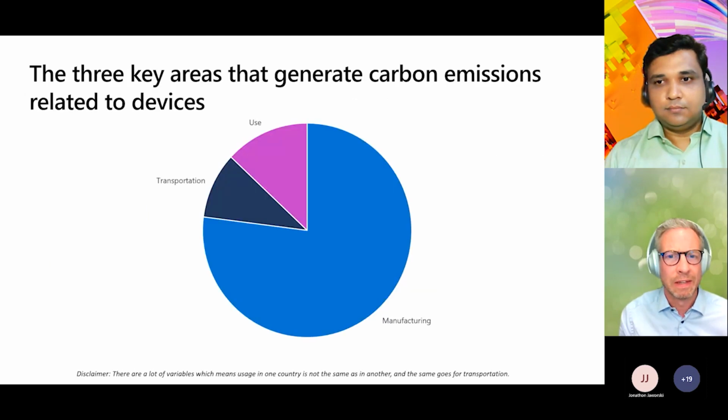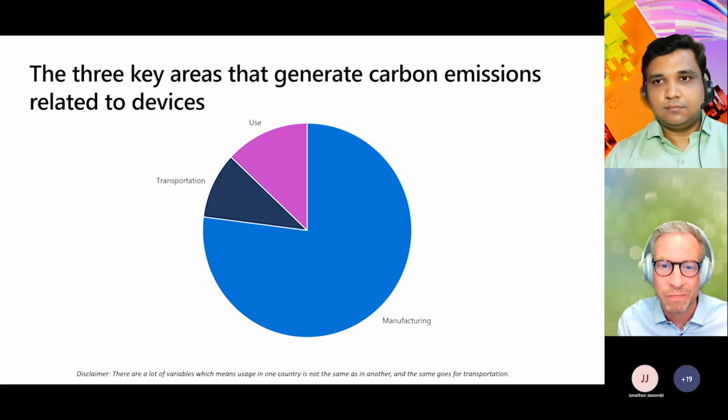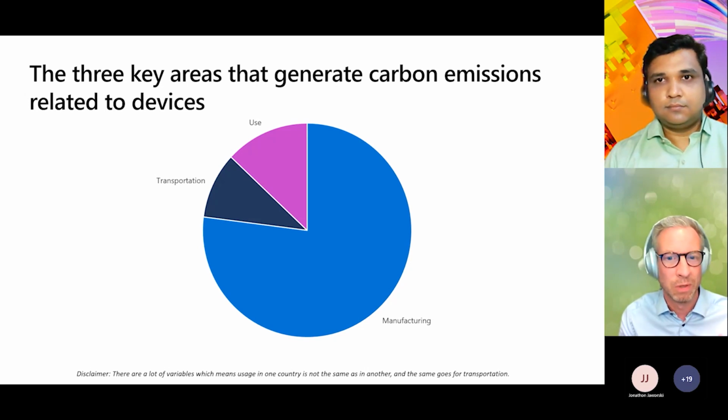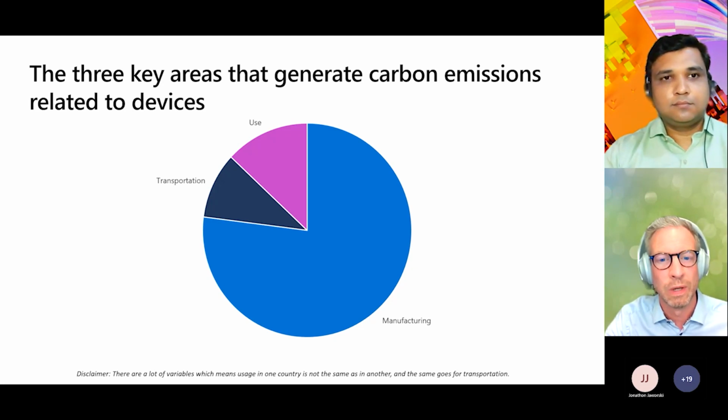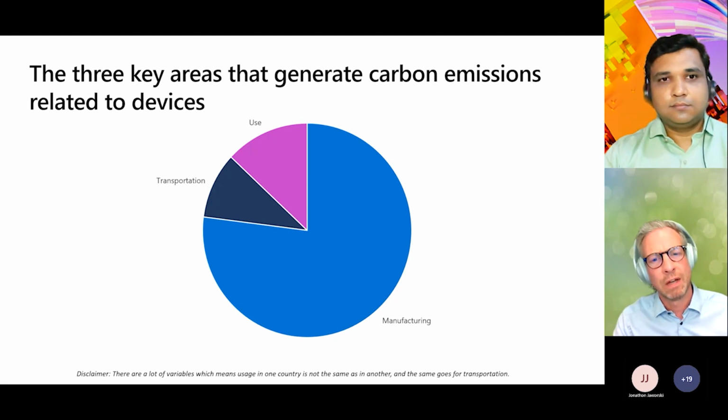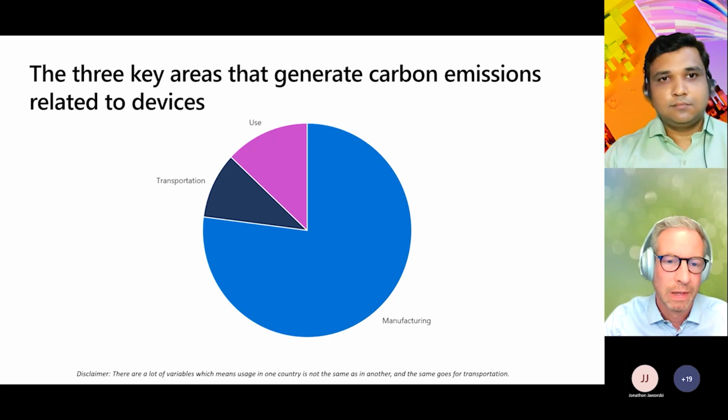So what is it that generates the carbon for a device? Well, to start with, note that this varies between brands and models of devices, so keep that in mind. But the fact is, most of the carbon is generated when the device is manufactured. So about 75 to 85% of carbon is generated at this point.